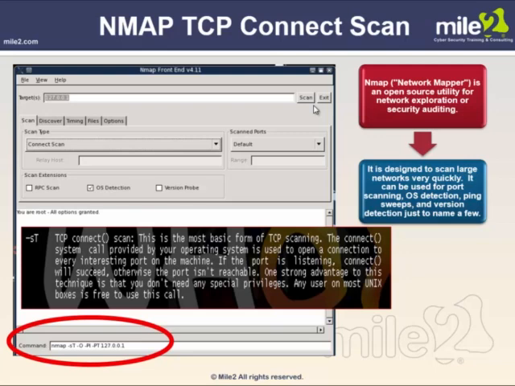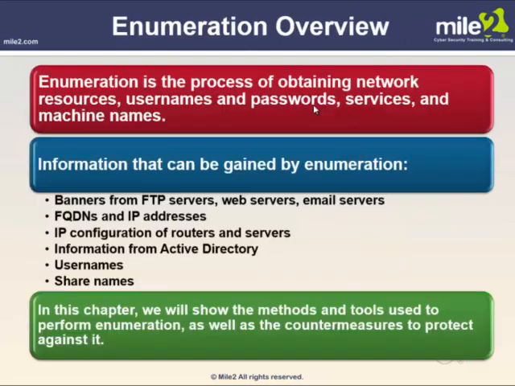All right, very good. Let's hop into the next section, which is going to be the enumeration side of things. Enumeration is basically the process of obtaining network resources, usernames and passwords, services, and machine names. Information can be gained by enumerating banners, also referred to as banner grabbing, from FTP servers, web servers, and email servers. Hopefully you've got this down already: FTP servers meaning port 21, web servers meaning port 80 or port 443, email servers port 25.